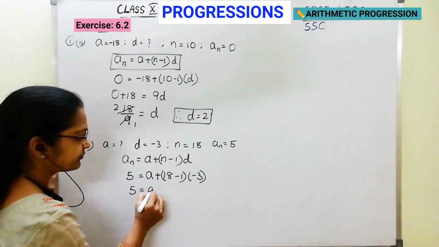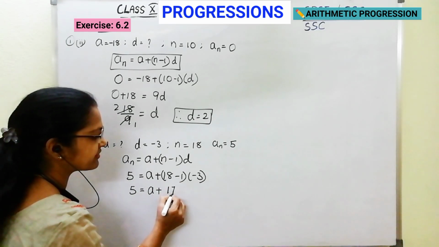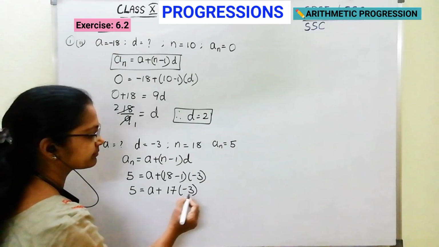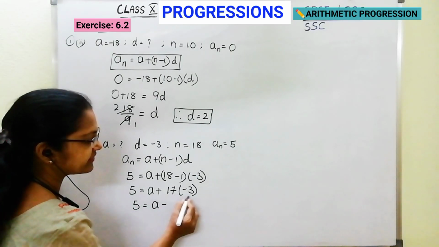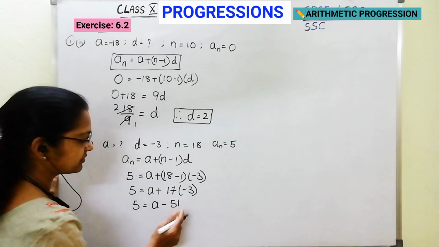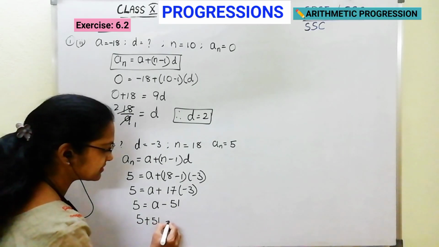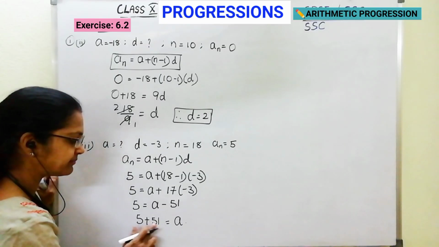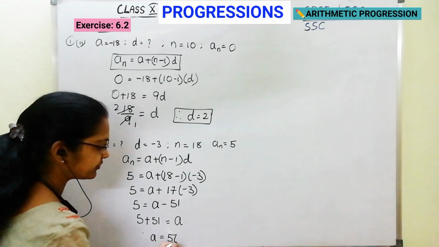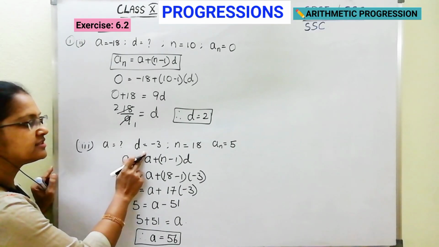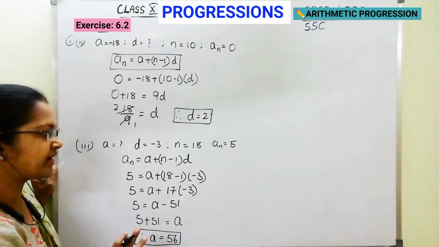5 is equal to a plus 18 minus 1 is 17. So 17 into minus 3. 5 is equal to a minus 17 3s are 51. 5 plus 51. Minus 51 becomes plus, is a. 51 plus 5 is 56. Therefore, a is equal to 56. A, D, n, an: the whole AP revolves around all these 4 values.